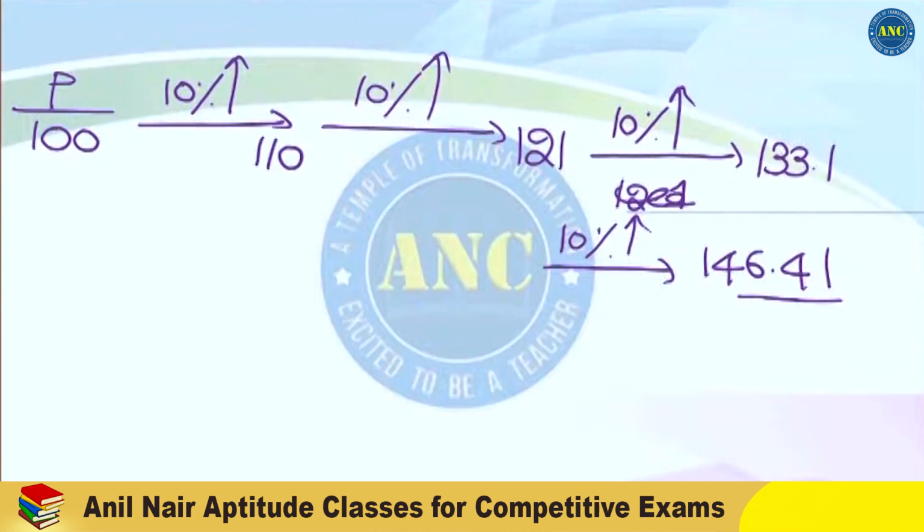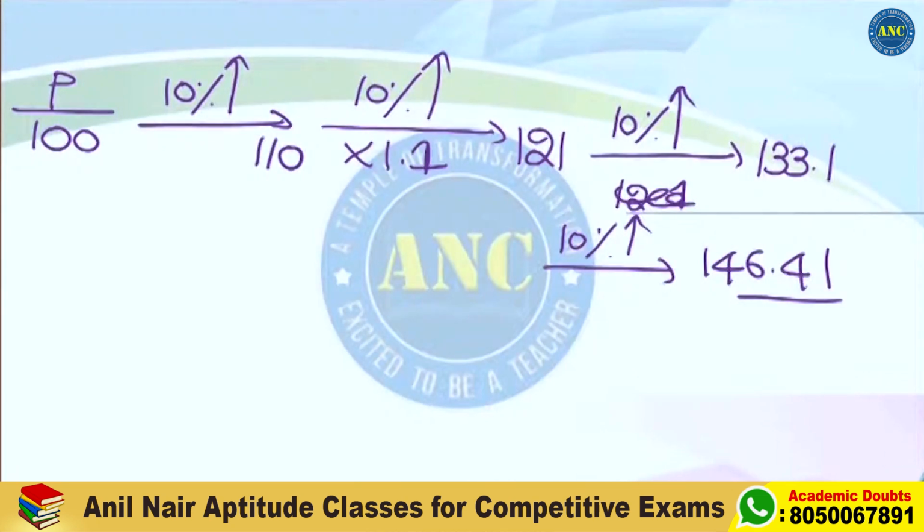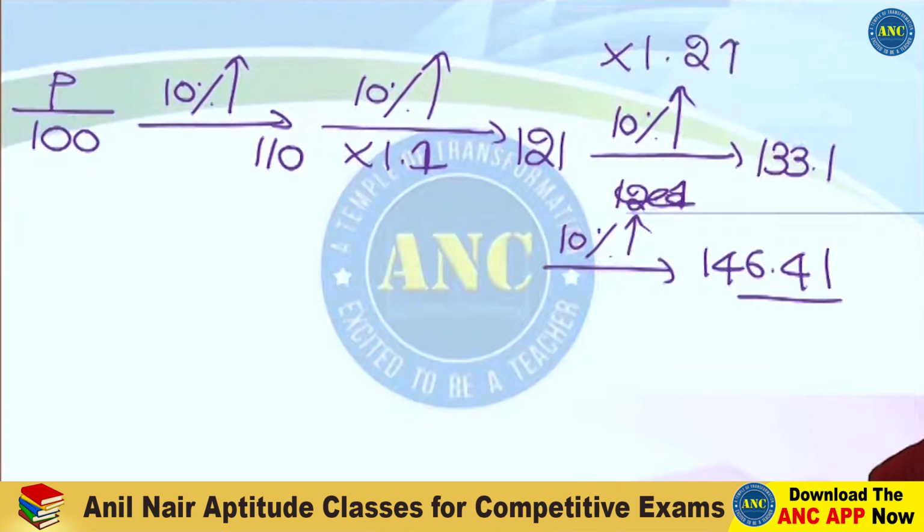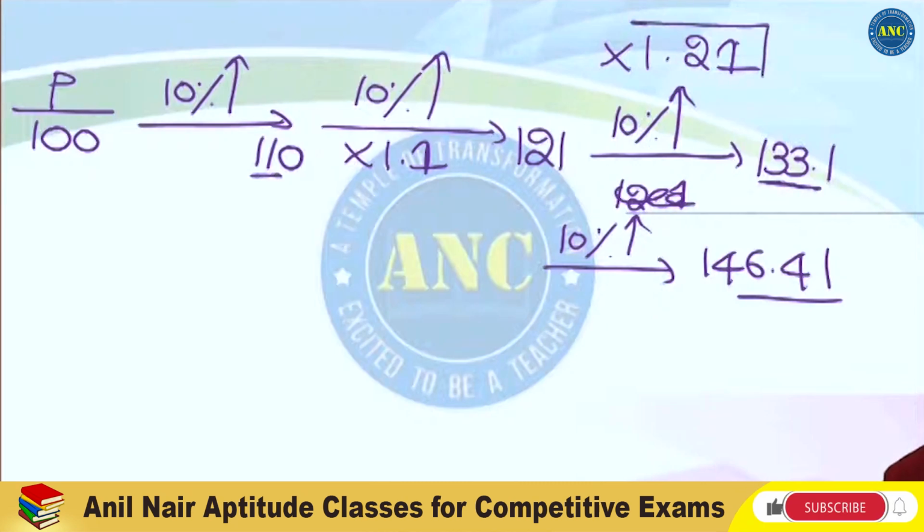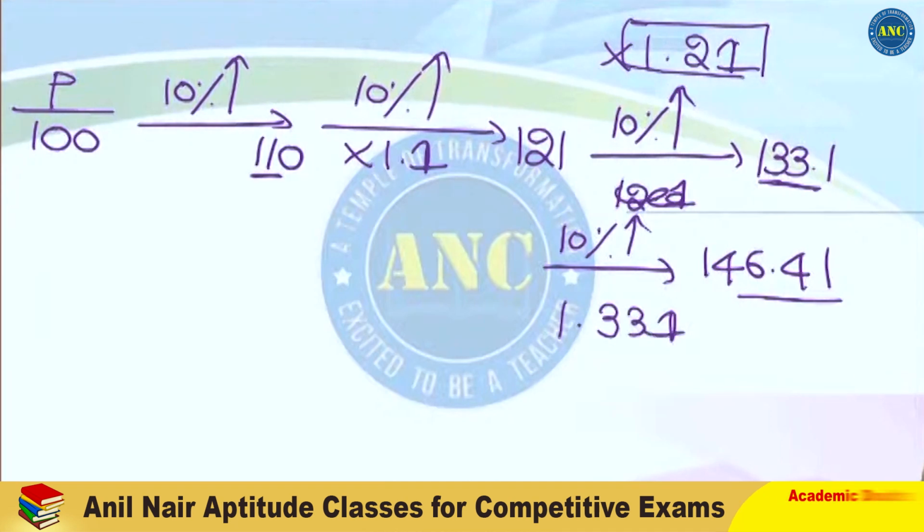146.41. Now see here, listen carefully. These are nothing but into 1.1, 110 into 10% increase. I hope it is clear. These are nothing but 1.21, right? So if you observe 110 to 133.1, multiplication is 1.21. It is nothing but 1.331. So all the values are in geometric progression.